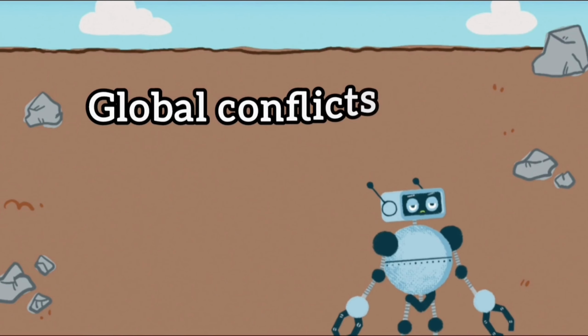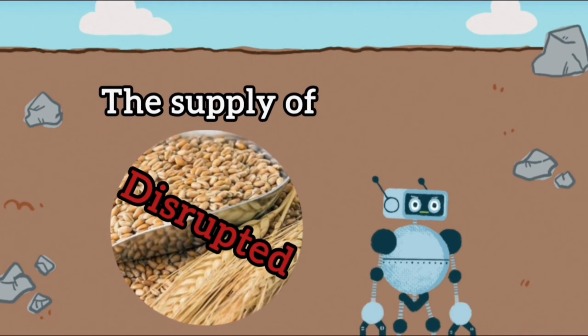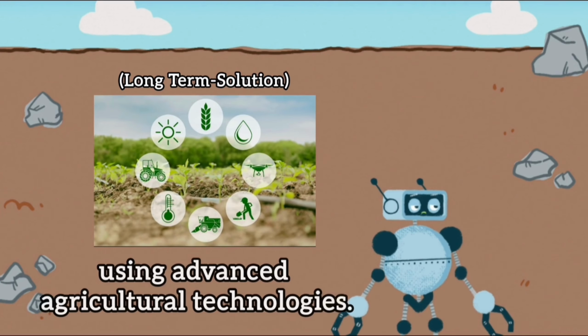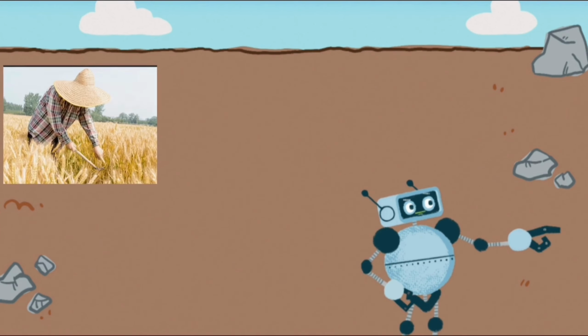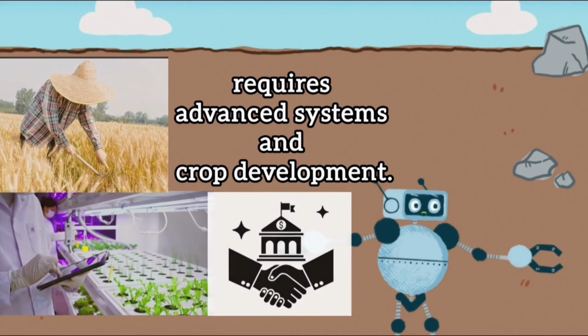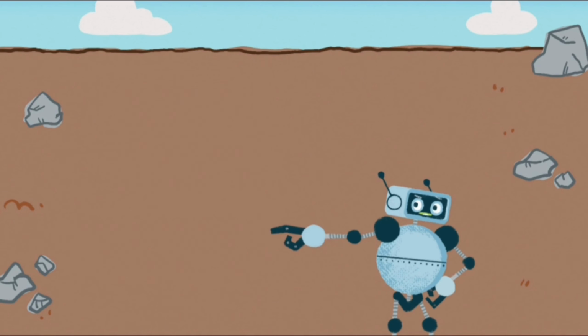Due to global conflicts such as the Russia-Ukraine war, the supply of wheat can be disrupted. As a solution, which is considered a long-term solution, Malaysia can explore local wheat cultivation using advanced agricultural technologies. This approach involves not only farmers but also support from research and government, as it requires advanced systems and crop development. First, wheat can be grown in controlled environment systems such as greenhouses.